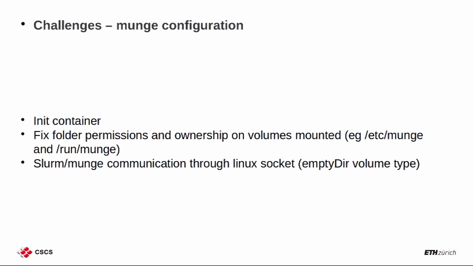Another thing is communication between Slurm and Munge. The communication is not through network per se, it goes through a Linux socket. So if you want to do that properly, you can use just an emptyDir type volume. The reason I'm putting this is because we started in this way. We separated Munge from Slurm, but once we added integration with systemd, we just joined it together. So we didn't need to do this anymore. Again, it simplifies things.